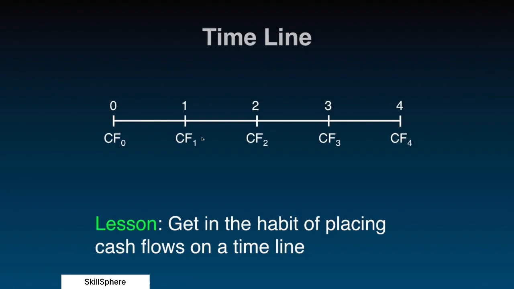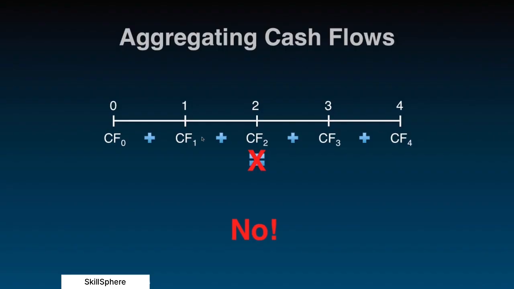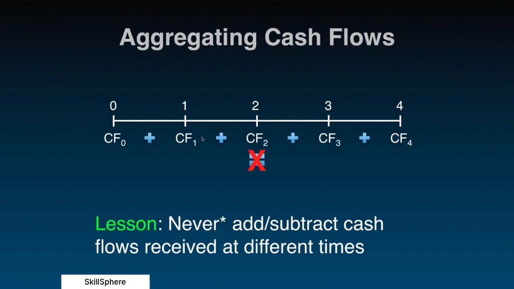Get in the habit of placing cash flows on a timeline. When you work in Excel, it almost automatically does that for you, but it's a great tool to emphasize the point that money arriving at different points in time has a different time unit and cannot be added, right? Don't add money at different points in time. Let me say it one more time. Never add money received at different points in time.